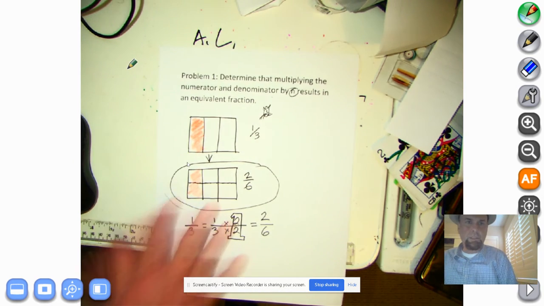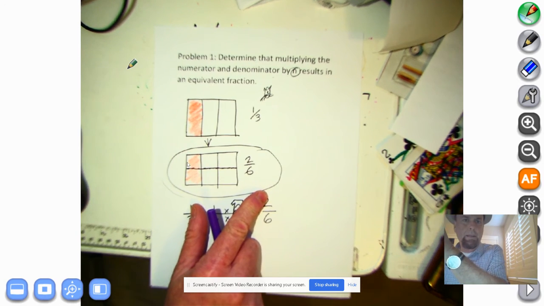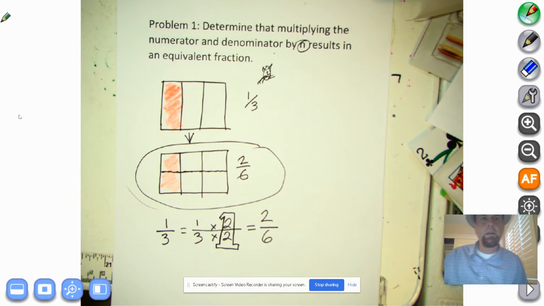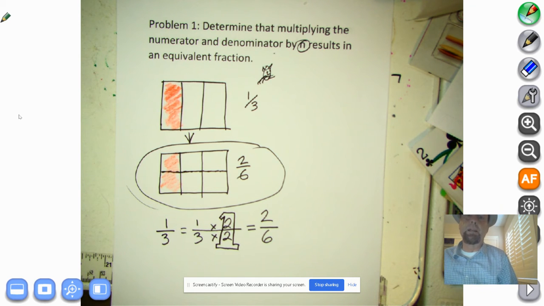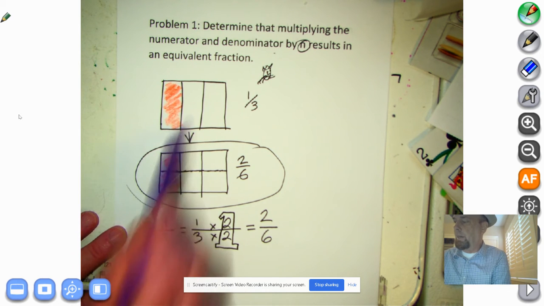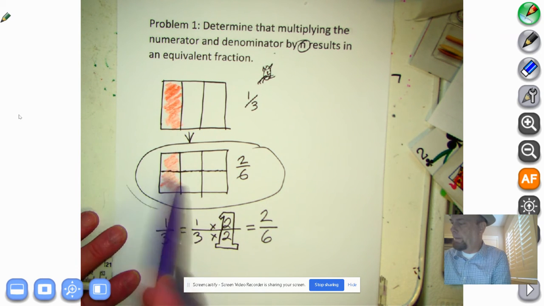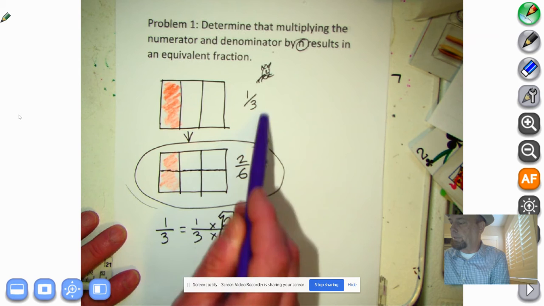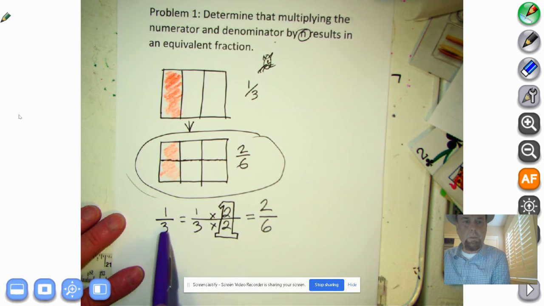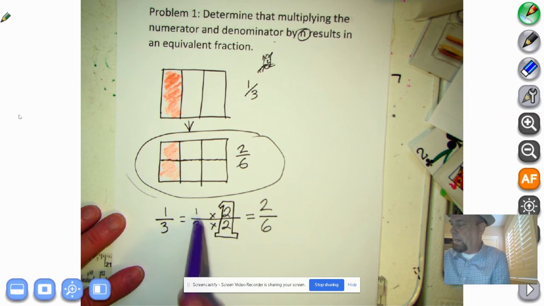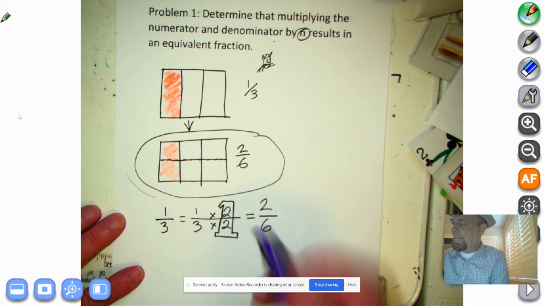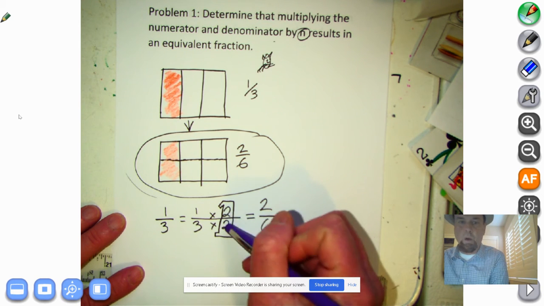Let's go ahead and review what we were working on yesterday in our concept development. Problem one, we're determining that multiplying the numerators and denominators by a number results in an equivalent fraction. And that's just what we did. We drew this model to show that 1/3, we cut it in half, is equal to 2/6, right? So then we came down here and we said, okay, 1/3 times a number. In this case, it's 2/2, one whole. Remember we call that the fancy form of 1?